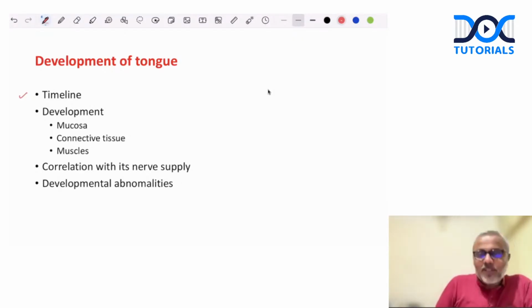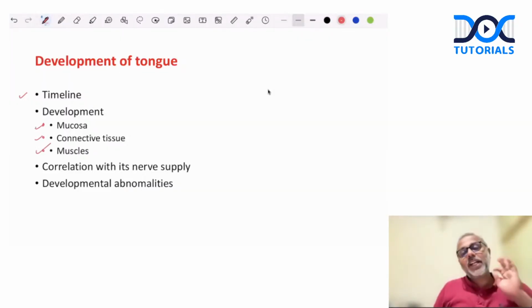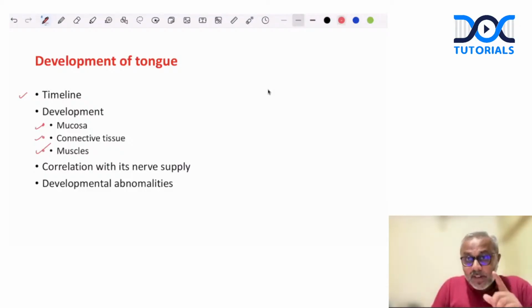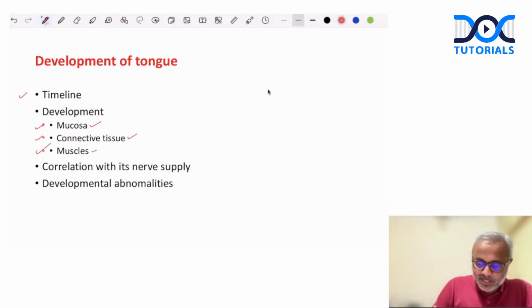Then the development of the tongue needs to be discussed under these 3 headings. Right? Once we get the question on development of the tongue, we will feel that, okay, here are 5 marks for taking. But remember, we need to structure our answer to get all those 5 marks. We can get all the 5 marks, right? But if you can structure your answer like this, right? Remember, the development of the tongue needs to be described under development of the mucosa, development of the connective tissue, and development of the muscles.